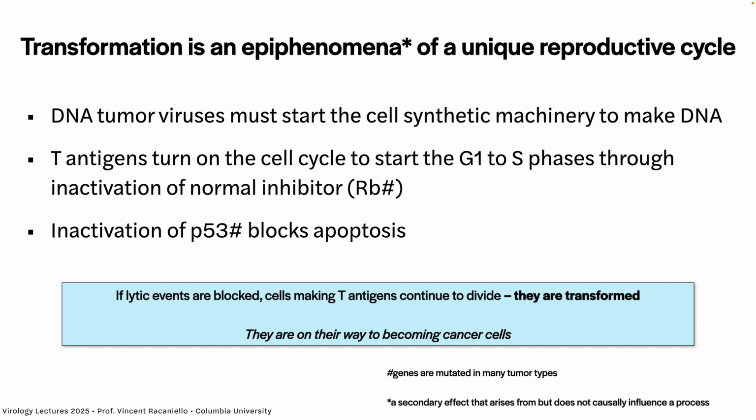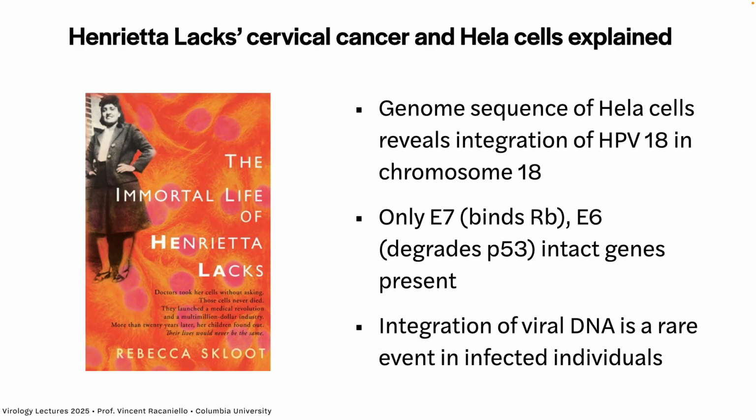So DNA viruses must start the cell cycle so they can reproduce. T antigen turns on the cell cycle and they inactivate RB, and they also inactivate p53 to block apoptosis. So if these T antigens are present and they've already inhibited these two checkpoints, then the cells divide forever, they're transformed, and they're on their way to becoming cancer cells.